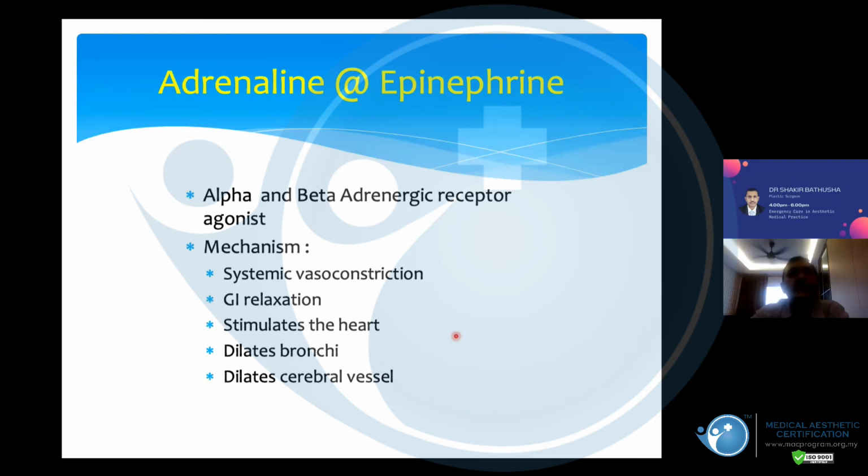So what is adrenaline? It's also called epinephrine. It has both alpha and beta adrenergic receptor agonist activity. It works by this mechanism: it causes systemic vasoconstriction, it produces GI relaxation, it stimulates the heart to pump faster, it dilates the bronchi so that your respiration becomes better, and it also dilates the cerebral vessels so that you have enough blood and brain perfusion.